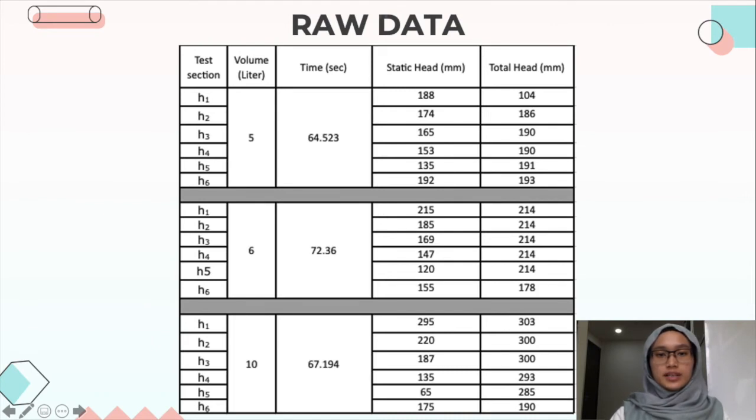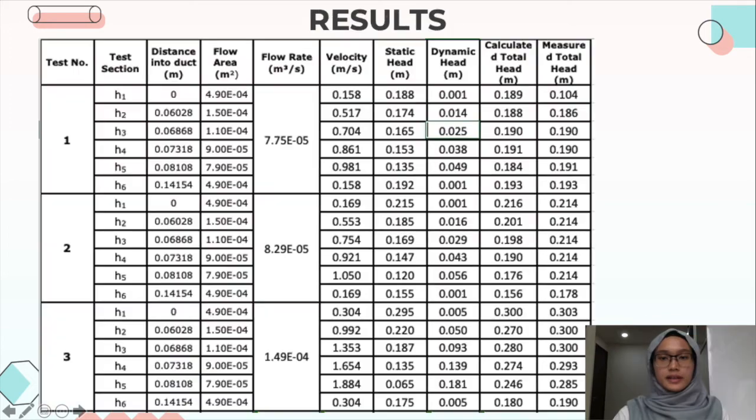This is the raw data obtained from the experiment. From test section H1 to H6, the volume, the time, the static head, and the total head are measured. This is the results obtained. The test section and the distance into duct are shown in figure 2.2. The static head and the total head are measured in the raw data. As for the flow area, the flow rate, the velocity, the dynamic head, and the total head are calculated.